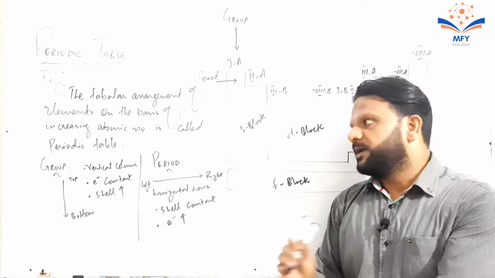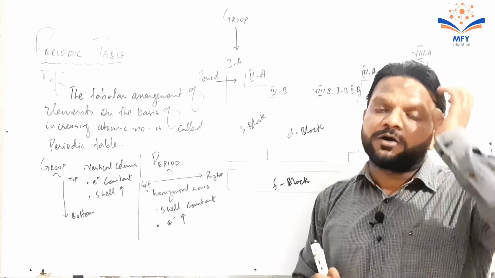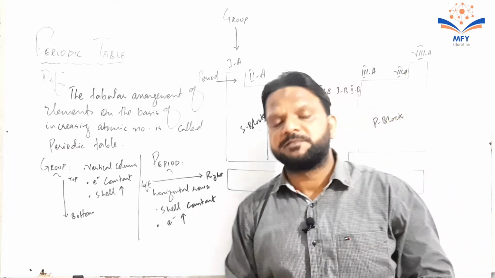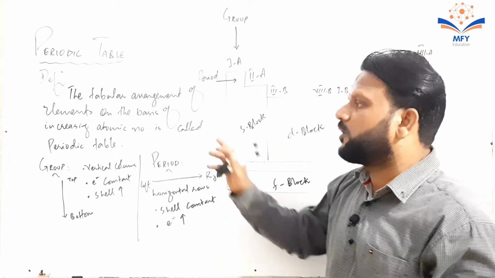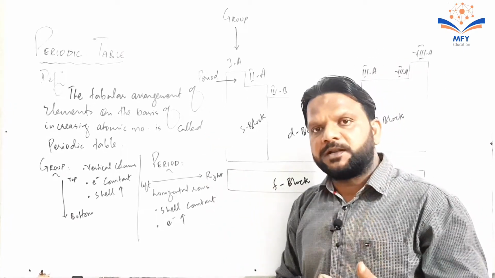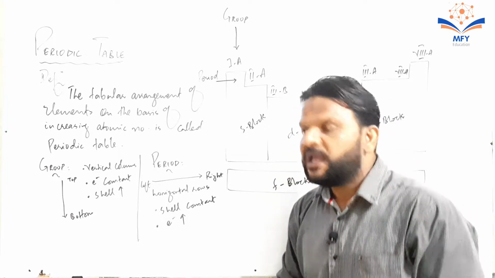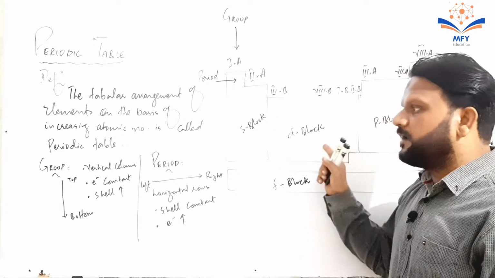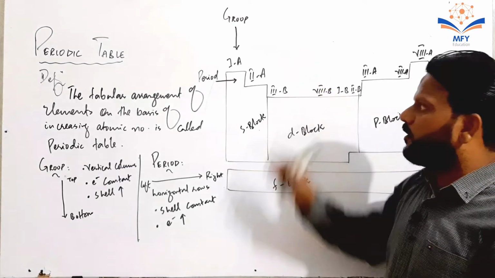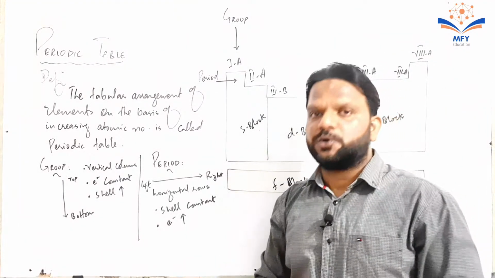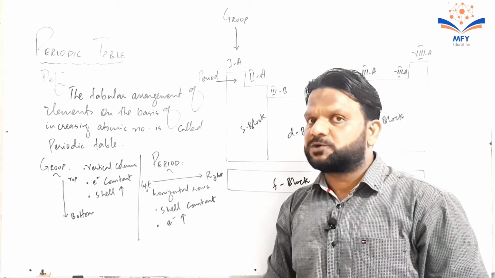It means that we have done here the definition of the periodic table, that is, the tabular arrangement of elements in which elements are arranged on the basis of their increasing order of atomic number is known as the periodic table. The periodic table is divided into four blocks, that is S, P, D, F block. Elements are arranged in the periodic table in vertical form and horizontal form. Vertical columns of elements are called groups. Horizontal rows of elements are called periods.